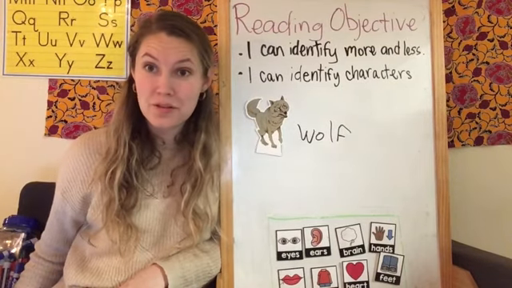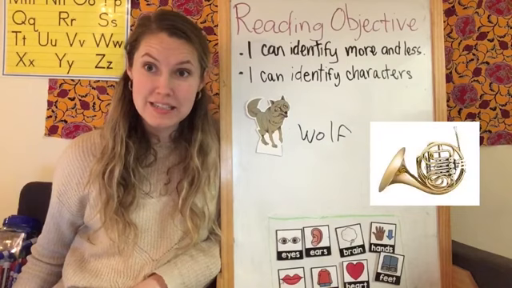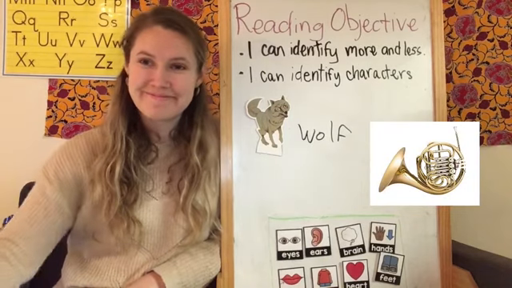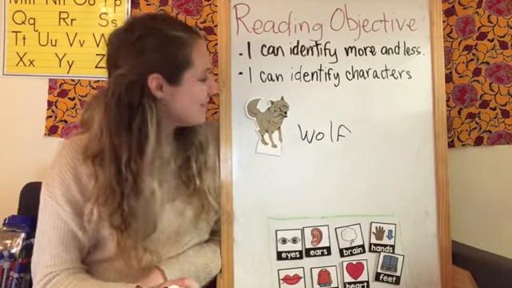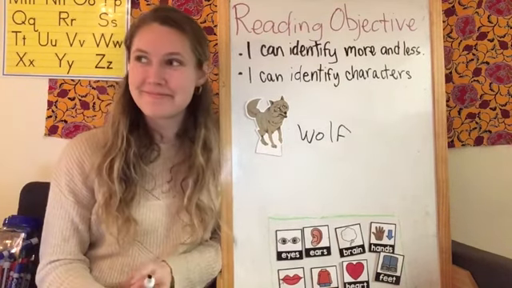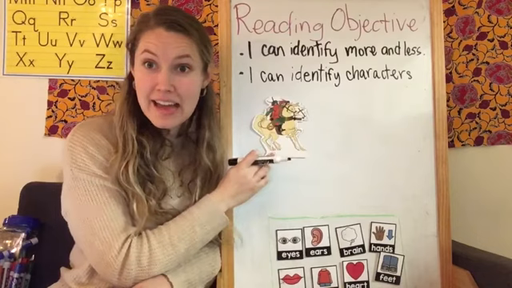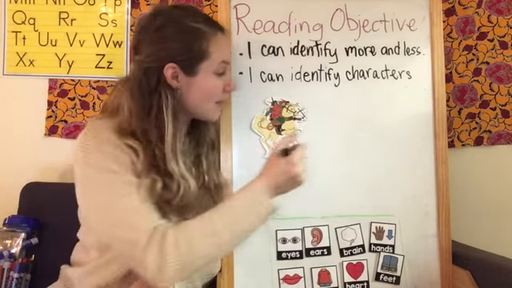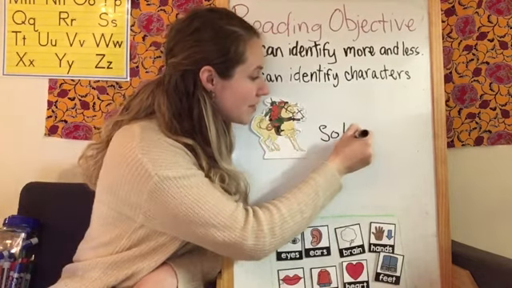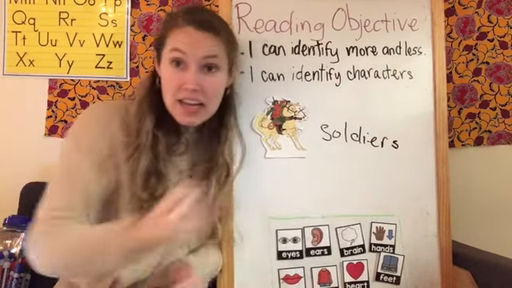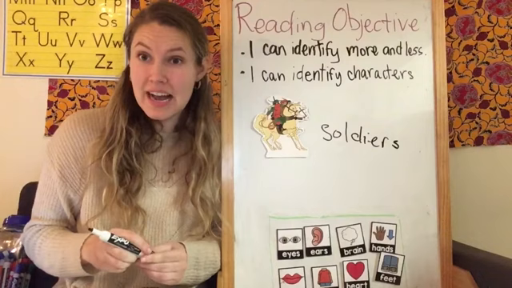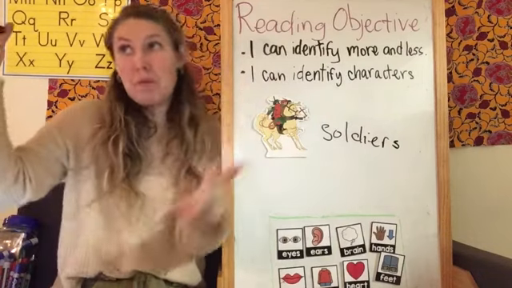Next, we have the wolf, and the wolf's instrument is the French horn. Very scary. And last, we have our soldiers, and our soldiers are represented by timpani. Timpani is different types of drums that kind of sound like big marching bands.